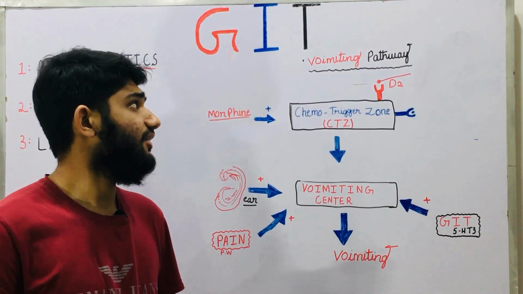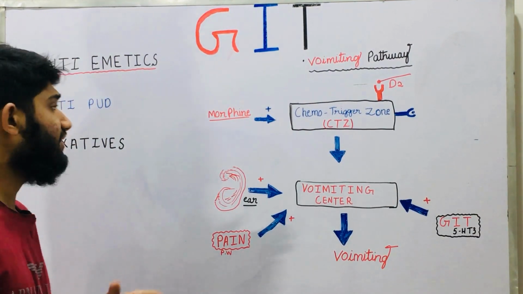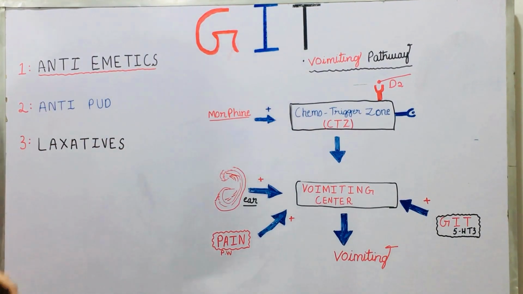From today we start a series of lectures about GIT pharmacology. We divide the GIT pharmacology into three types. First of all, antiemetic drugs. Number two is the drugs used for peptic ulcer disease, or anti-peptic ulcer drugs. And number three is laxatives or purgatives. Today we discuss the antiemetic drugs.